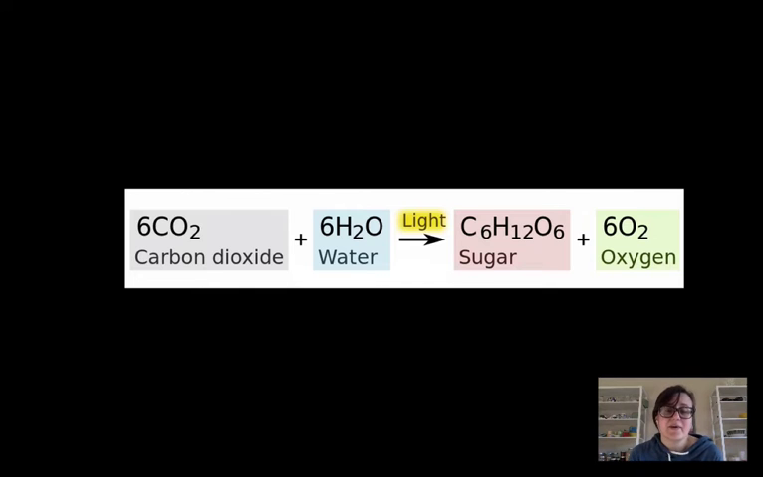If you'd like, you can think about it as a chemical reaction. This is called a chemical equation, and the chemical equation for photosynthesis says that it takes 6 molecules of carbon dioxide and 6 molecules of water, which react with some light, and that will produce 1 molecule of sugar, this is glucose, and 6 molecules of oxygen.